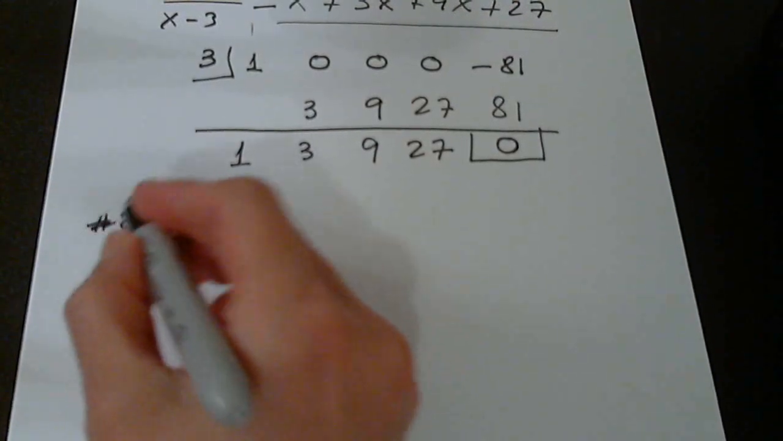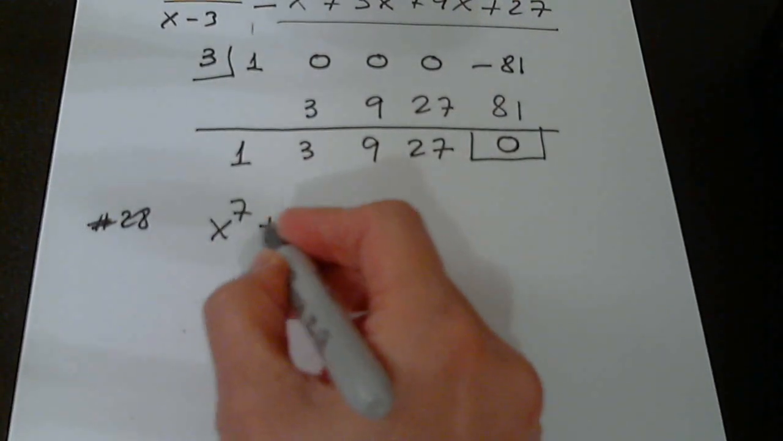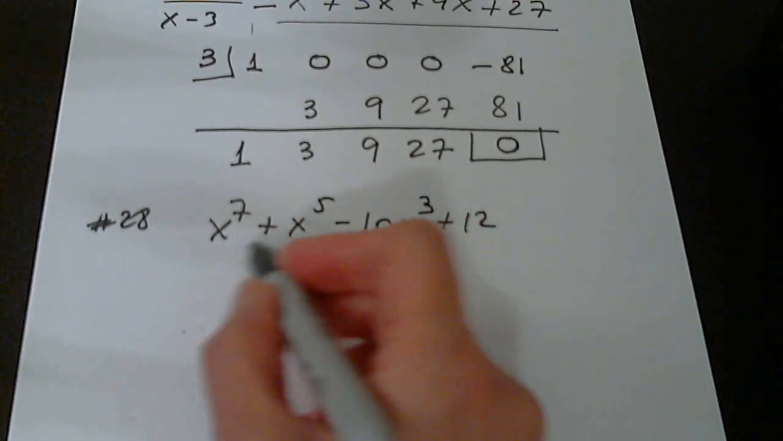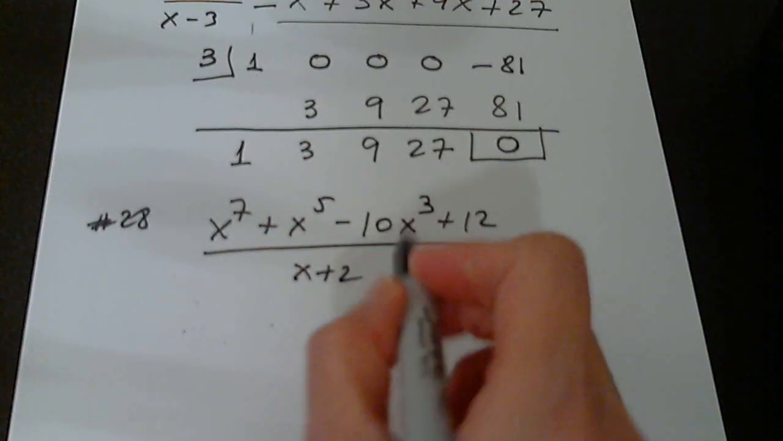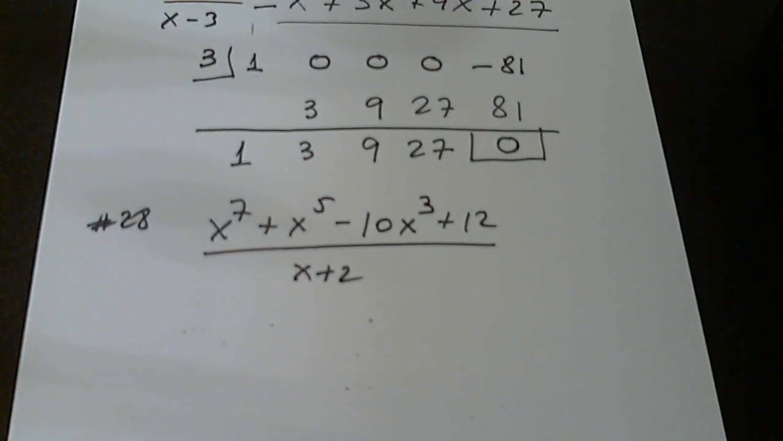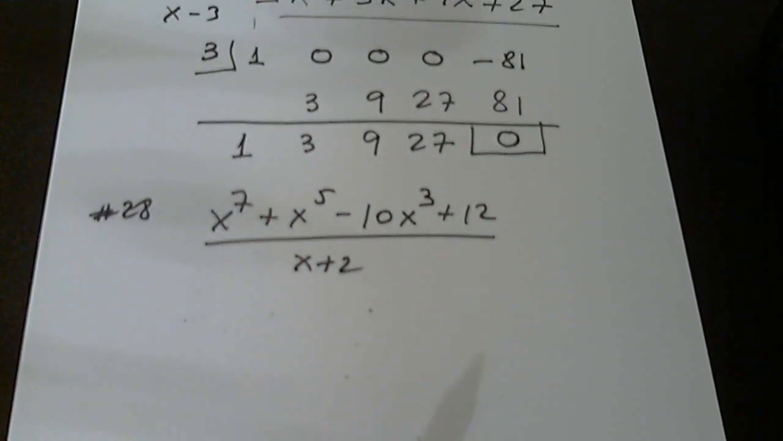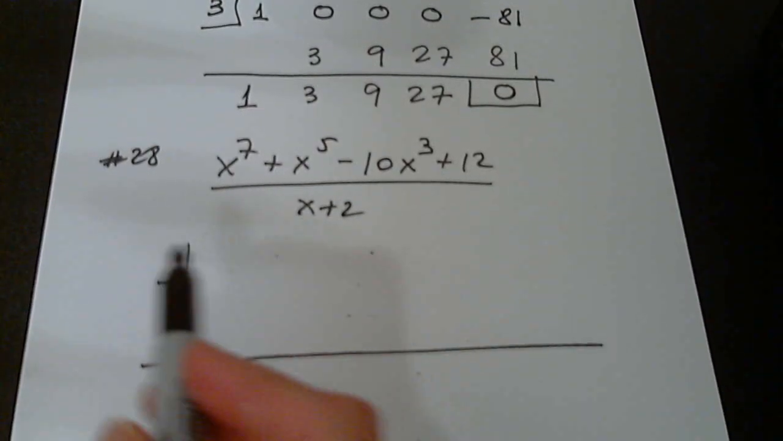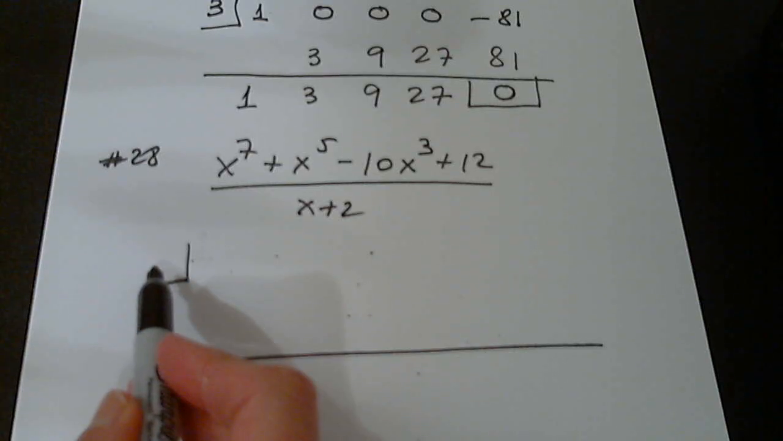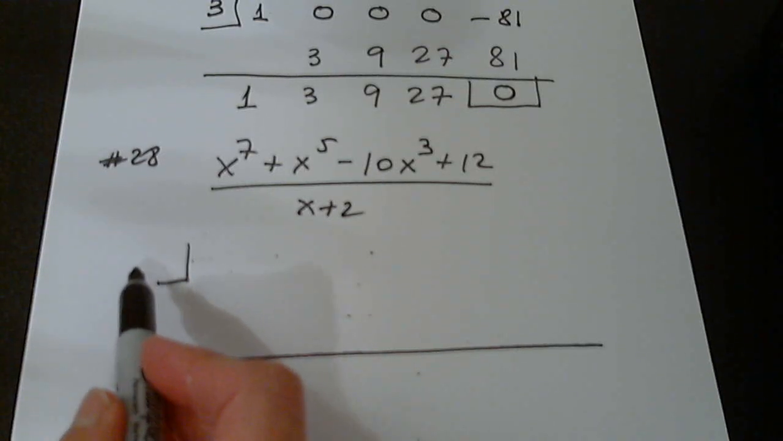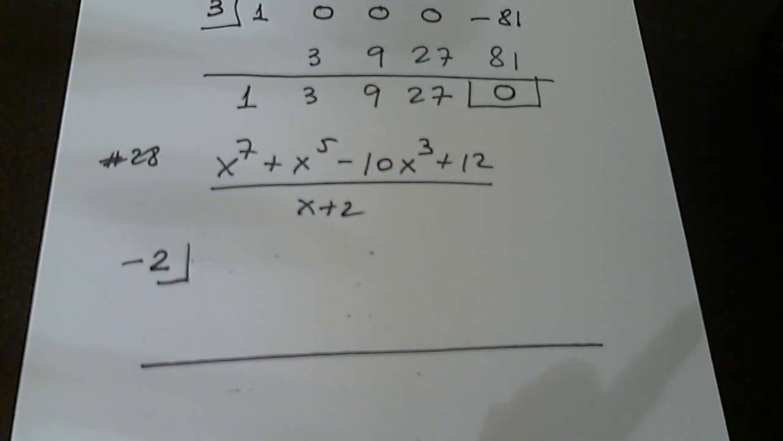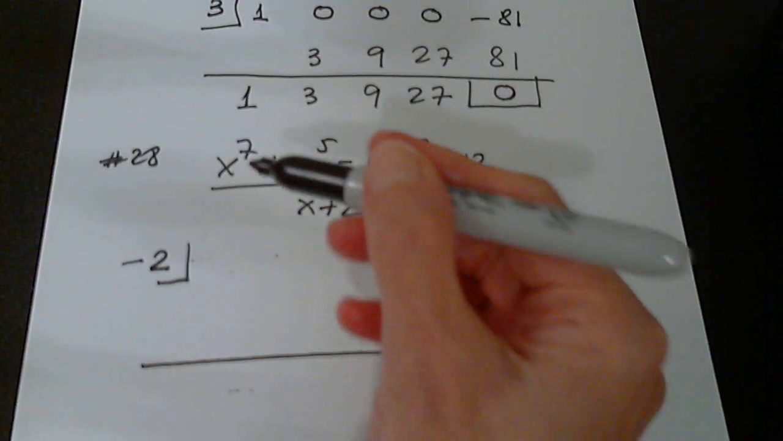Okay, 28. X to the 7th plus x to the 5th minus 10x cubed plus 12 divided by x plus 2. They are in descending order. Can anyone tell us what goes in the box? Is it -2? Indeed. It takes care of all the sign changes that we did in the long division.